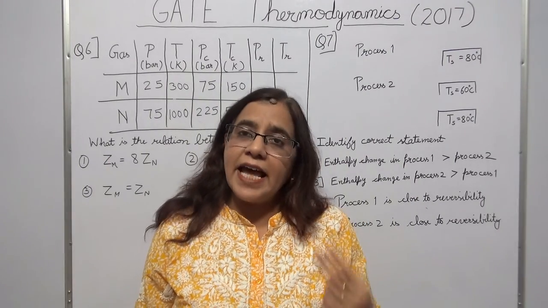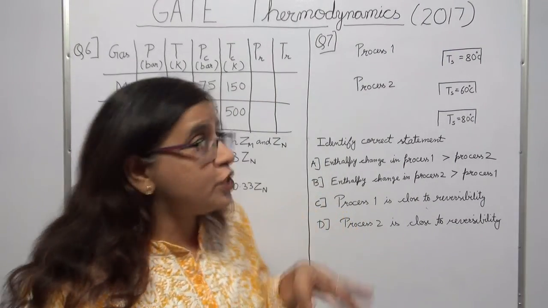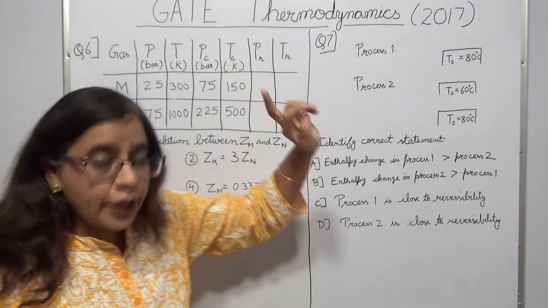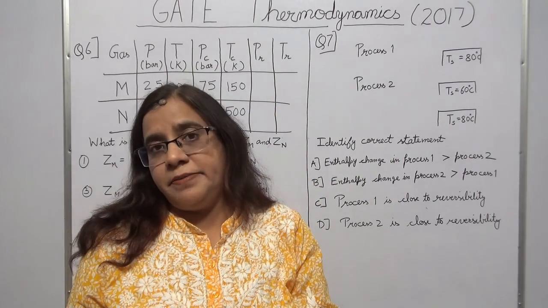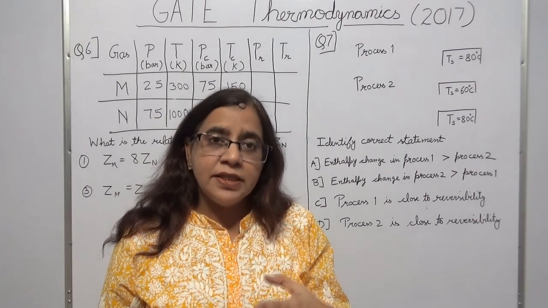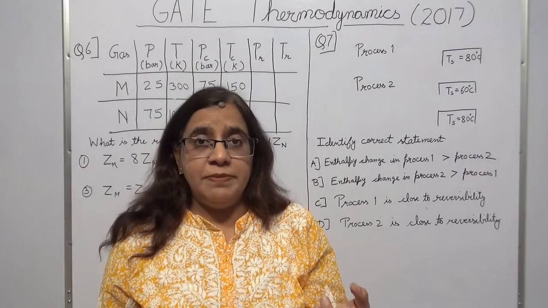What does your two parameter corresponding state theorem state? It says that when you have two gases which are at the same reduced temperature and pressure, then they deviate to the same extent from the ideal behavior. What does that mean? That means that both of them have the same compressibility factors.